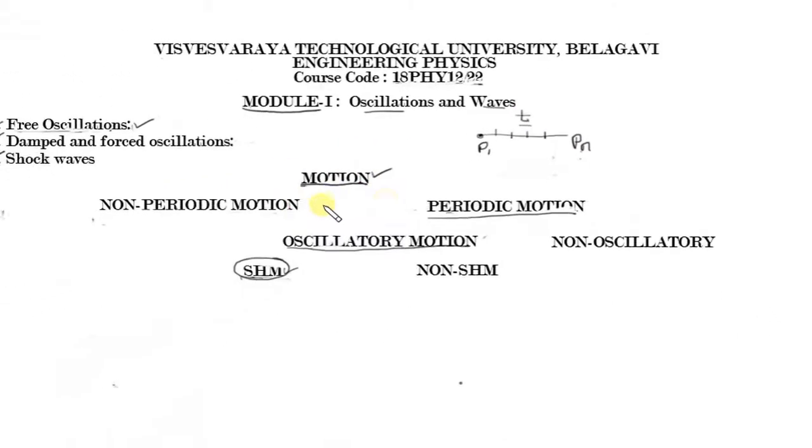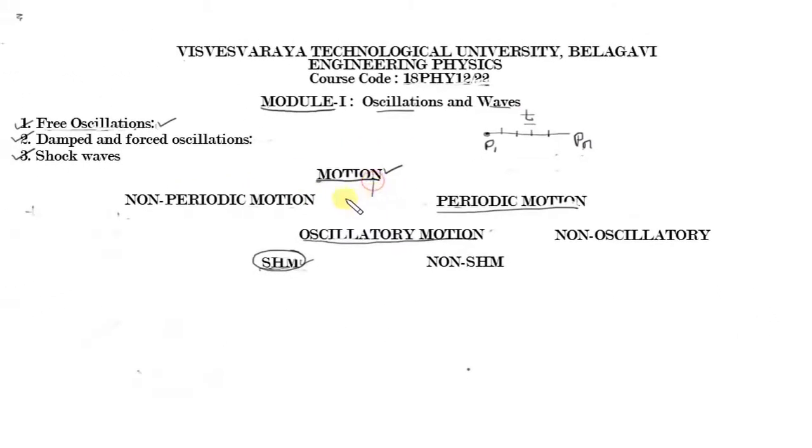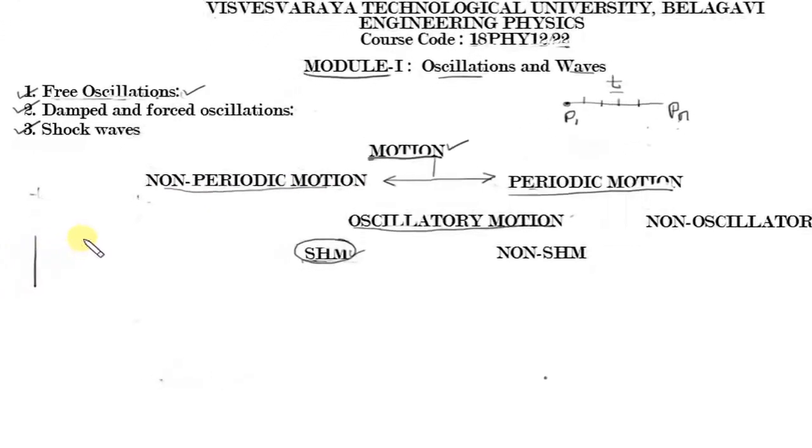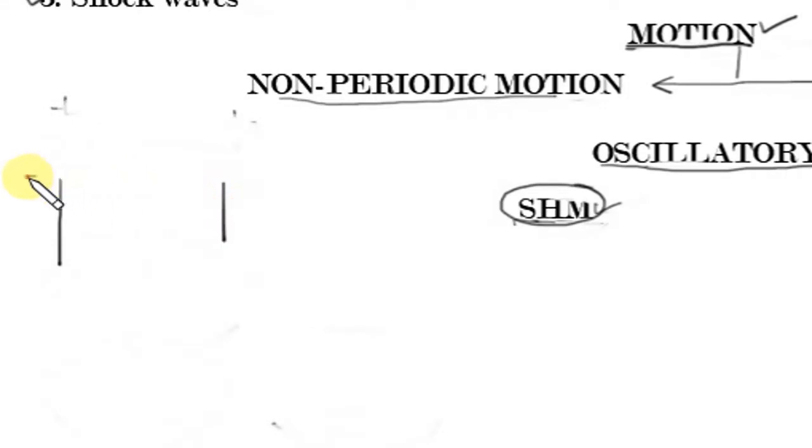Okay, so in this motion there are 2 types. One is periodic motion and another one is non-periodic motion. Let us see the non-periodic motion first. To understand this, let us consider a table. Let me draw this. Consider one table. On that table there will be a wooden block. Now we are applying force in this direction.